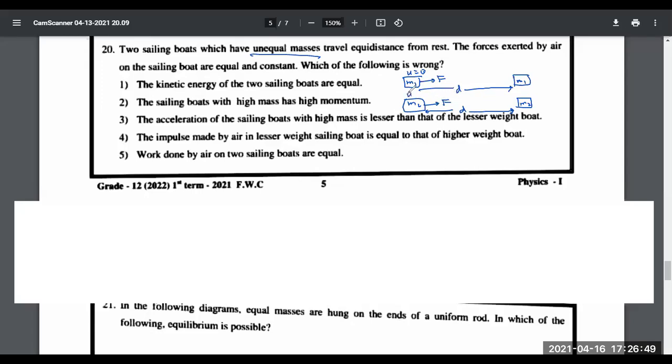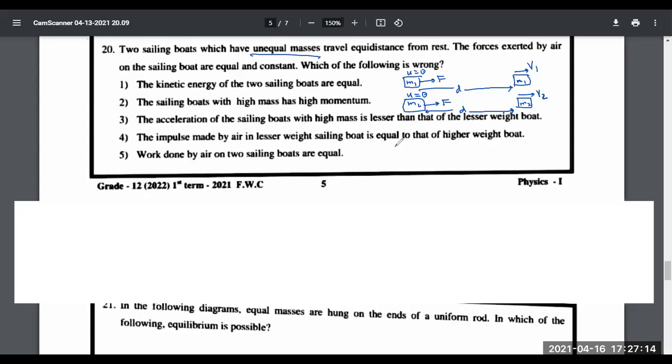Right, so the same force is exerted and the object has gone to a distance d. Okay. The kinetic energy of the two sailing boats are equal. Do you agree with that, people? Probably not, no? Because now this will have a velocity v1, this will have a velocity v2. How do you find the velocities? You can find the velocities like this.